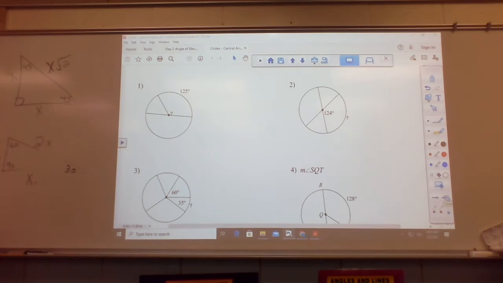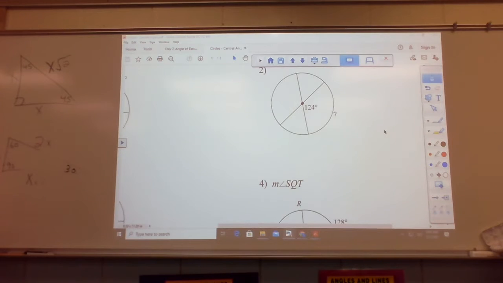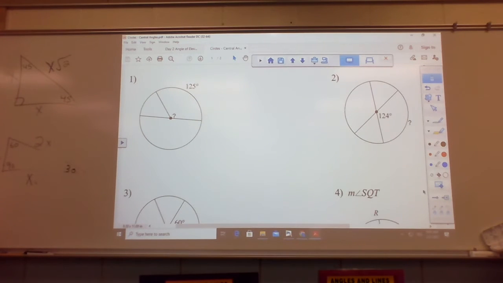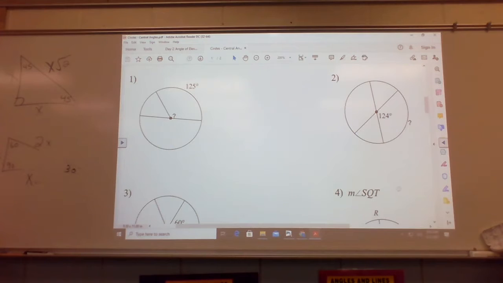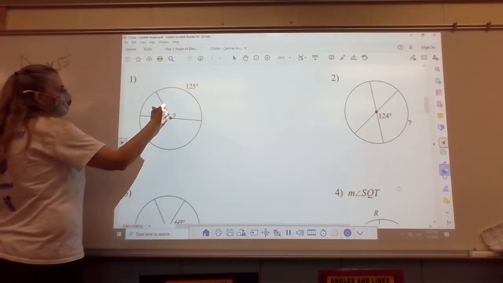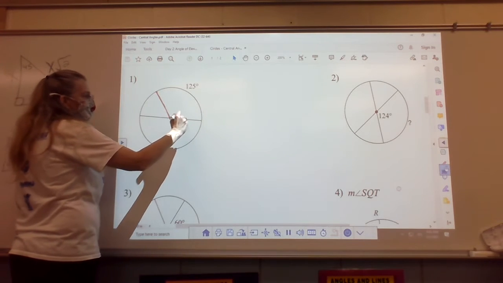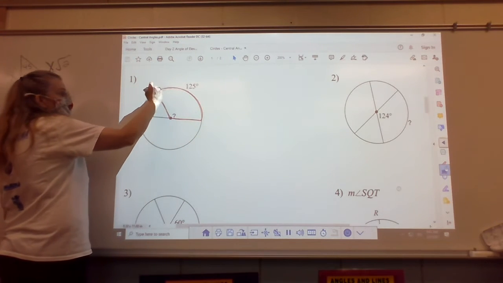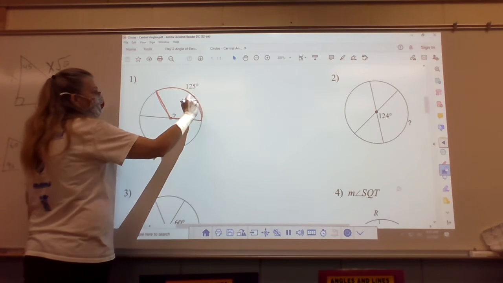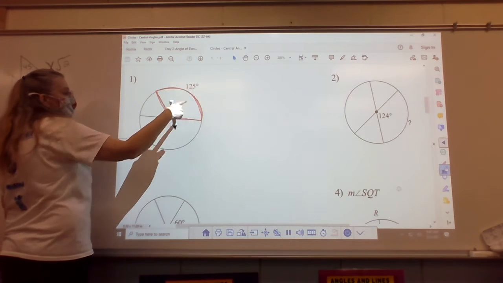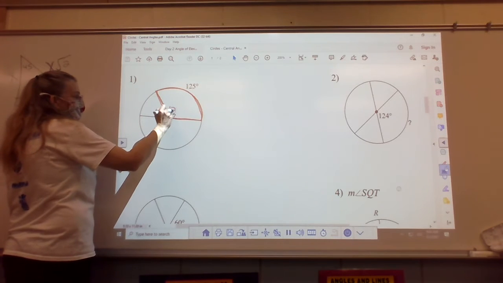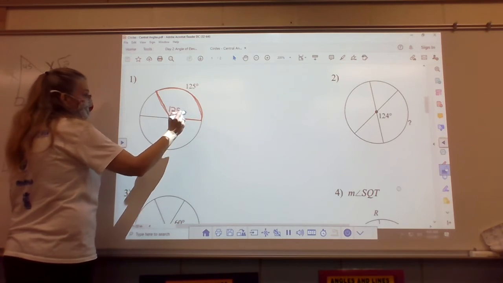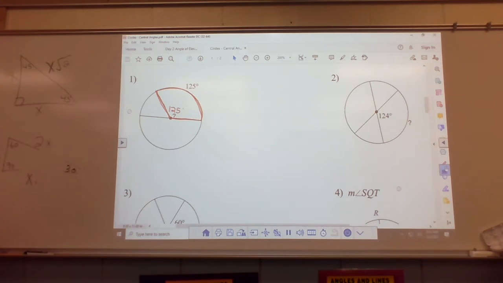One and 2, super easy. So what I'm looking at is I've got a question mark here. This question mark, that's an angle that gets attached to this arc. So I'm looking at this piece of the pie. Well, if the arc is 125, the angle is 125. So on that first one, that's it. They just match.